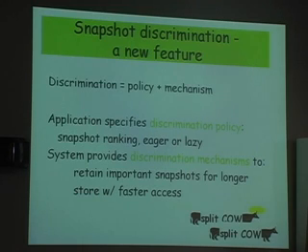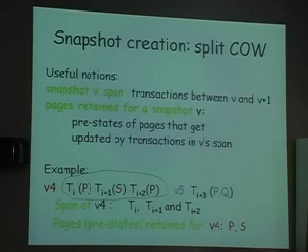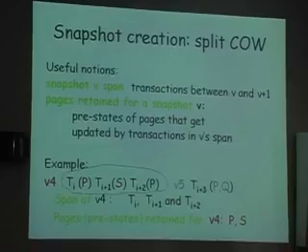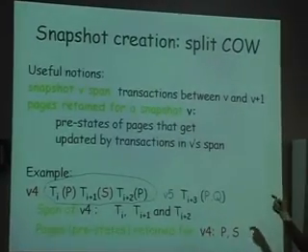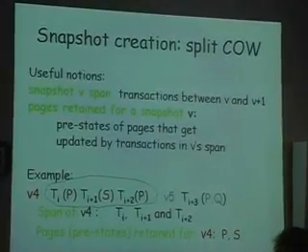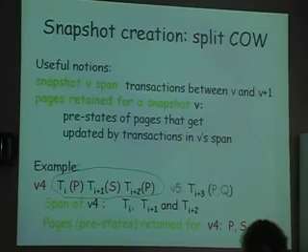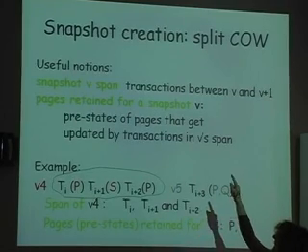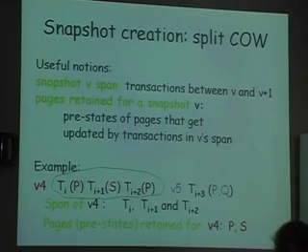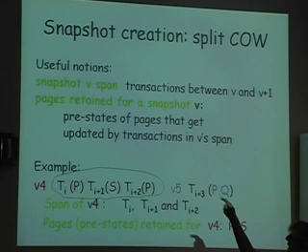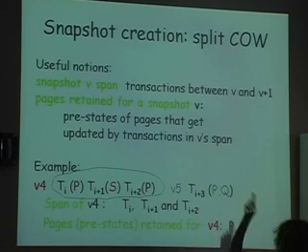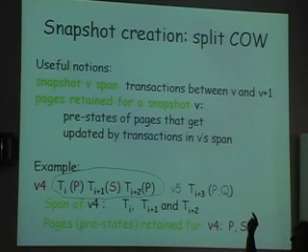So let's just review how the snapshots are created. There is a useful notion, the span of the snapshot, which is really the transactions between that snapshot and the next snapshot. And pages retained for a snapshot are the pre-states of the pages that get updated in the span. So let me give you an example.